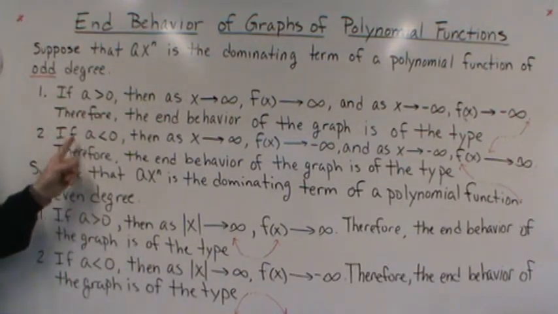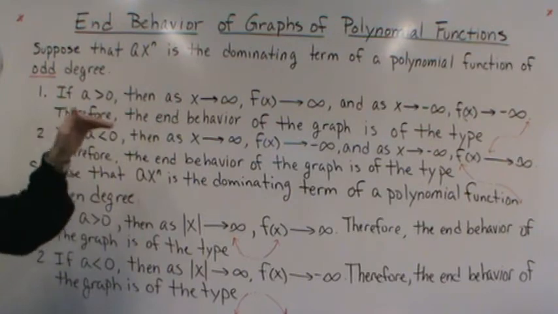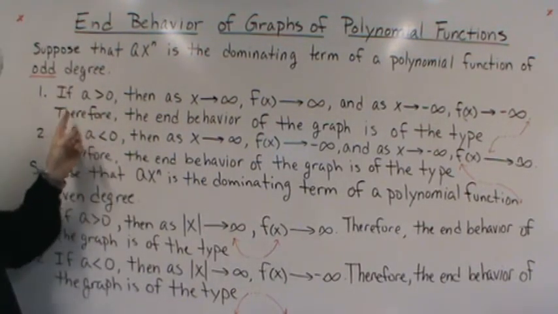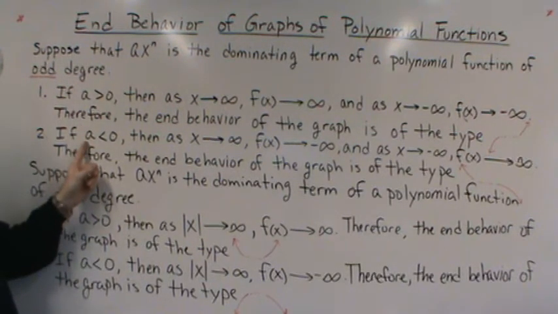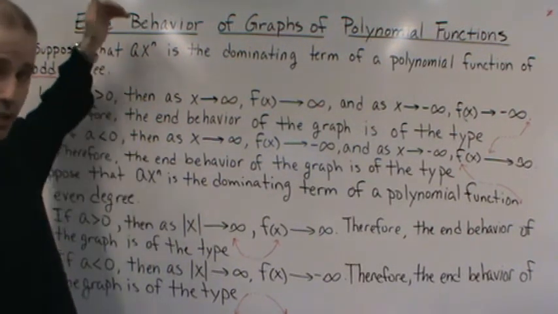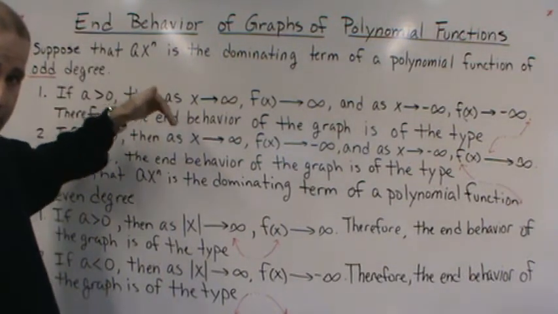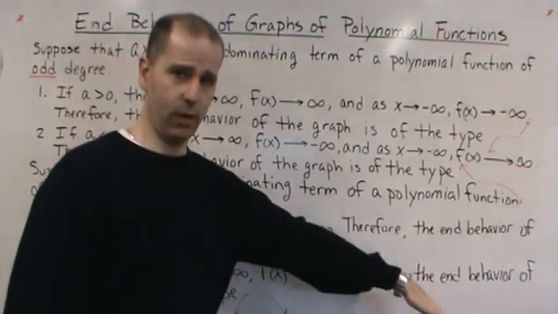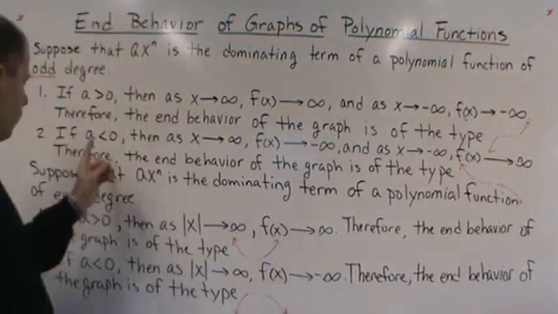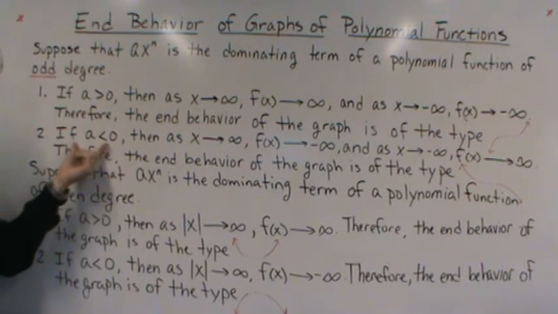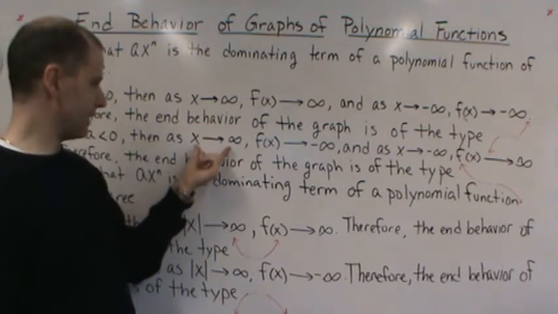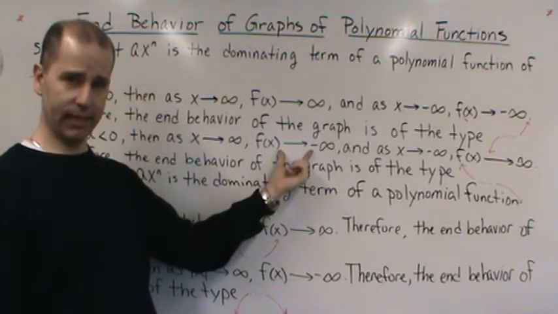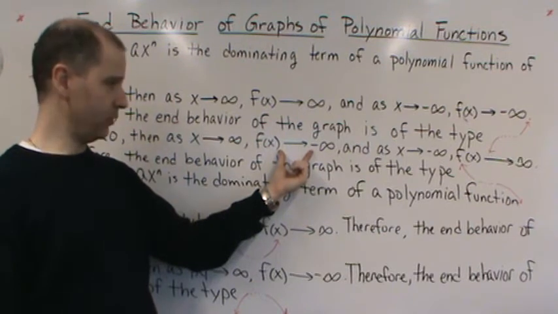Now, if a is negative, then it's going to have a general downward slope to it. So if we have an odd degree and a is negative, then it's going to start up and come down, then it's going to flatten out possibly, and then it's going to continue to go down. So what this is saying is if a is negative, then as x gets really big in the positive direction, f of x is now going to get big in the negative direction.